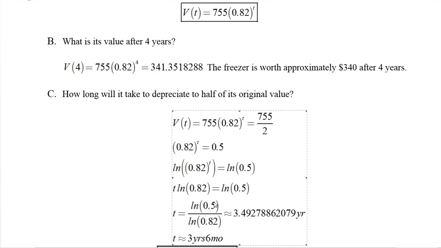You can't combine these into one logarithm unless you change the base, so we're going to leave it like that. And of course you can type that in your calculator. ln of 0.5 divided by ln of 0.82, you get approximately this, which is about 3.49 years. Or if you subtract the 3, take the 0.4927, etc., multiply by 12, you'll convert the fraction part to months, and it rounds off to 6 months, so about 3 years and 6 months.